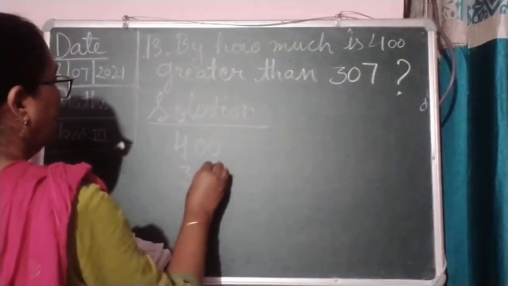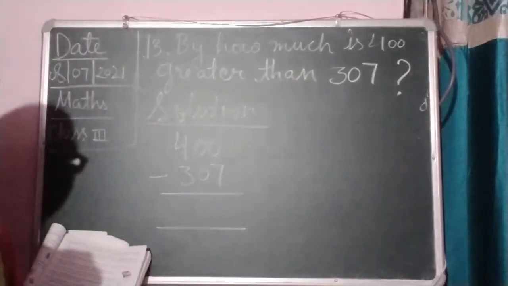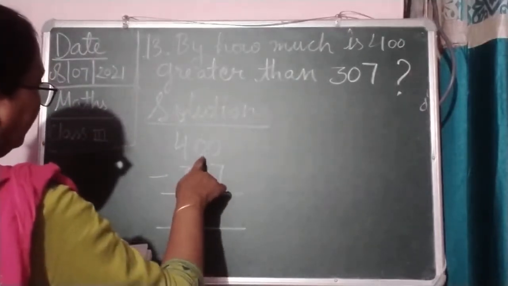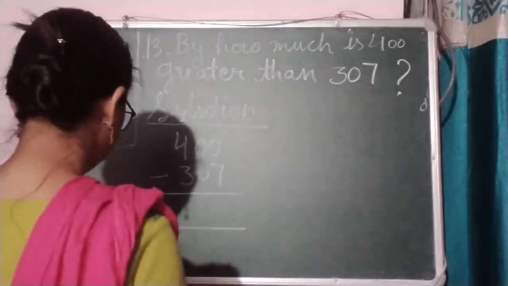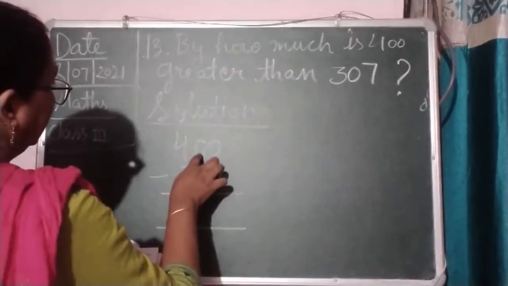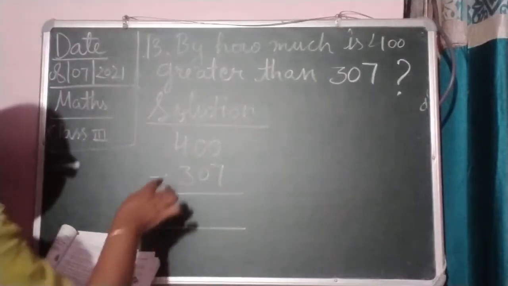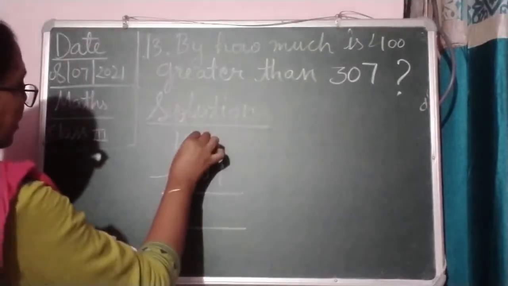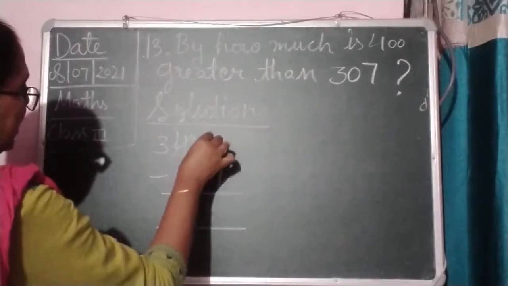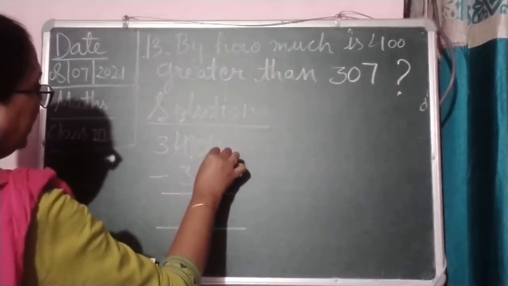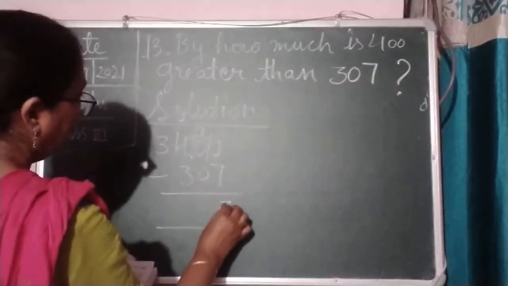307 from 400. So for this, what we will do, children? First, because this is 0, we can't write 0 over here. So what we will do, children? We just ask help from this one, and this tens will ask help from 4. So 4 will give 1, and here 3 is left. Now again, because 10 is there, so 10 will give 1 and it will become 10. Now here 9 is left. So 10 minus 7 equal to 3.